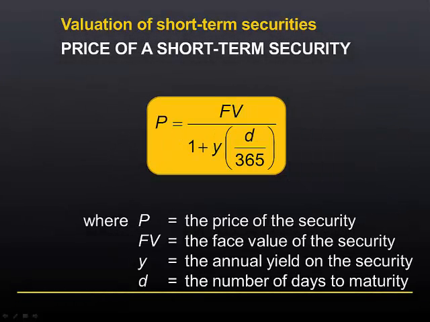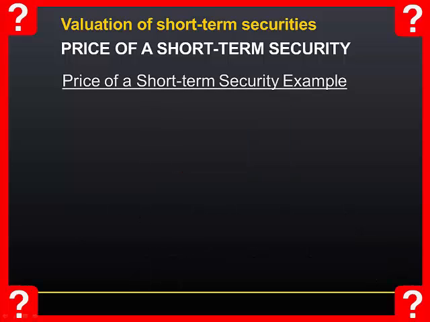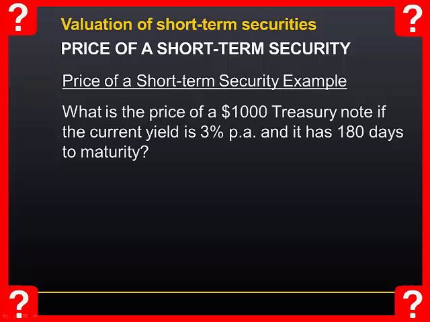So that gives us an equation for the present value or price of a short-term discount security. The face value divided by 1 plus Y times D over 365. What is the price of a $1,000 Treasury note if the current yield is 3% per annum and it has 180 days to maturity?